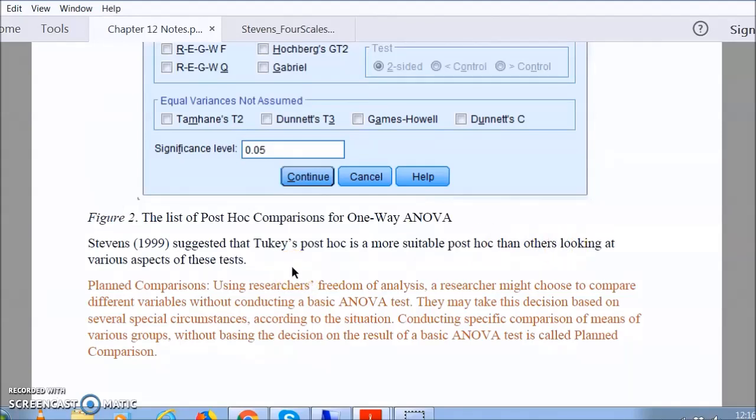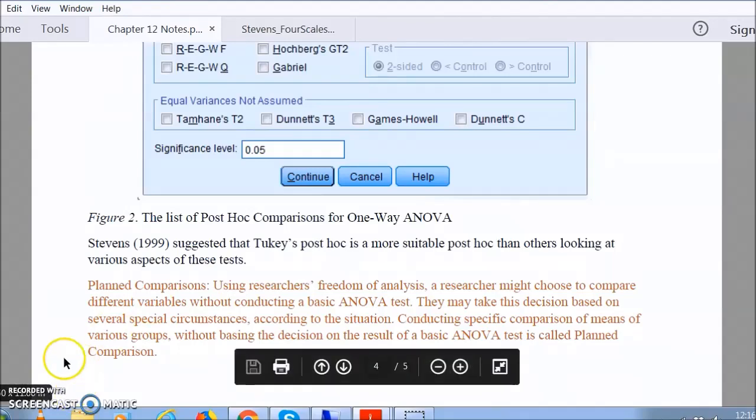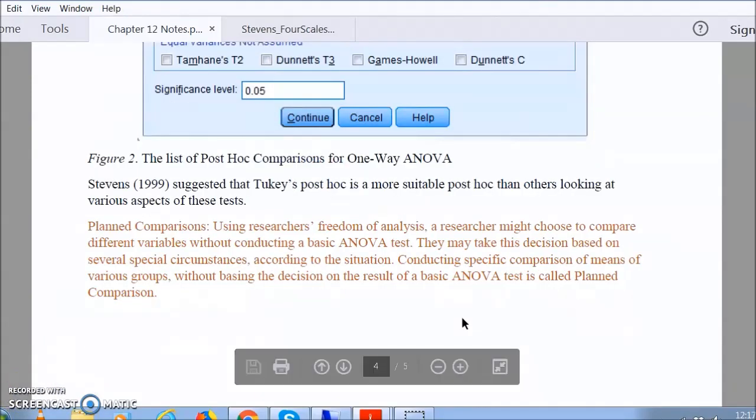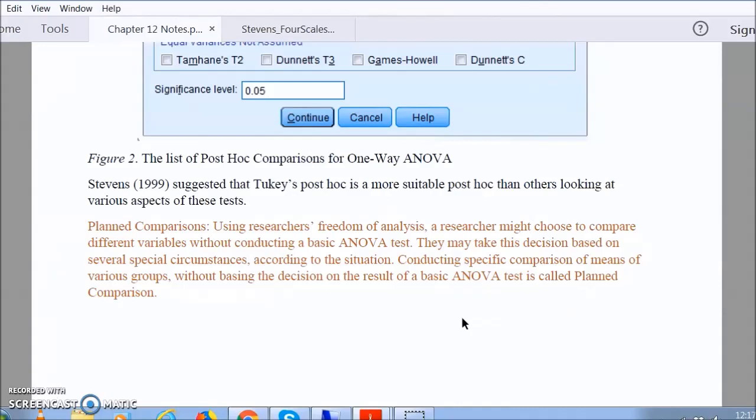So now let us talk about planned comparison. The planned comparison is basically about a researcher who might choose to compare the different variables without conducting a basic ANOVA test. In this chapter, we are not going to cover planned comparison in depth, but I just wanted to give you a mention of what the planned comparison is. But what we really do want to look at is the results of a post hoc investigation.